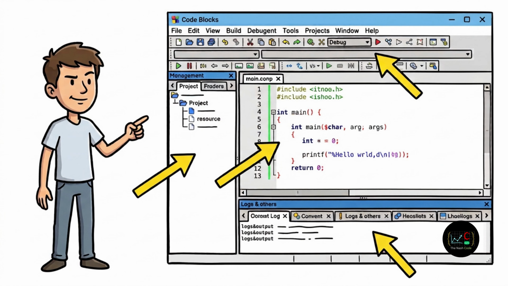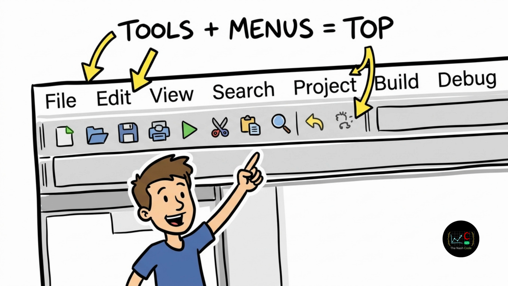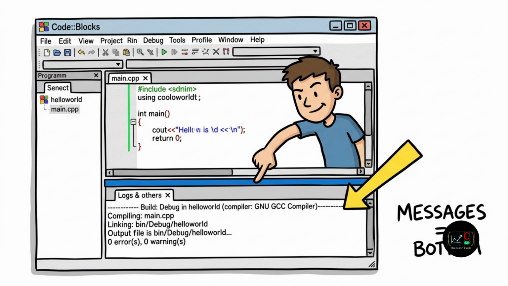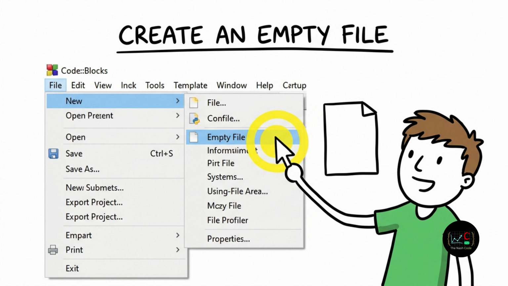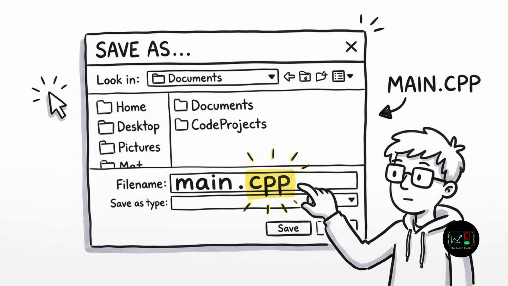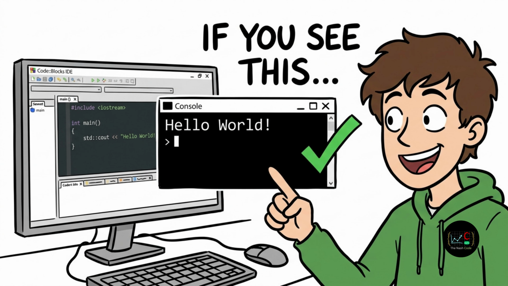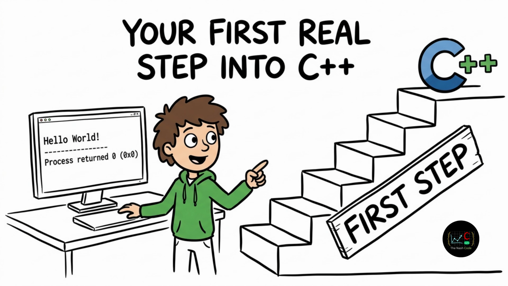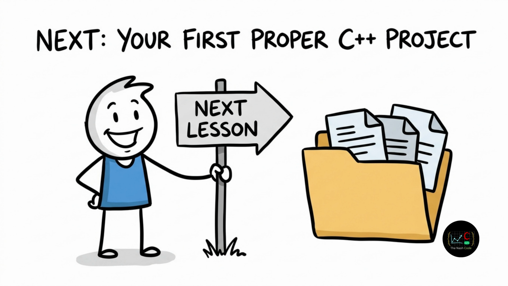So here's your map. Project files on the left, code editor in the middle, toolbar and menus at the top, messages and build information at the bottom. Now open Code::Blocks yourself. Create an empty file. Save it as main.cpp. Type the Hello World program, save it, build it, run it, and if you see Hello World, congratulations. You've just taken your first real step into C++ programming. In the next lesson, we'll create our first proper C++ project and understand what a project actually contains.